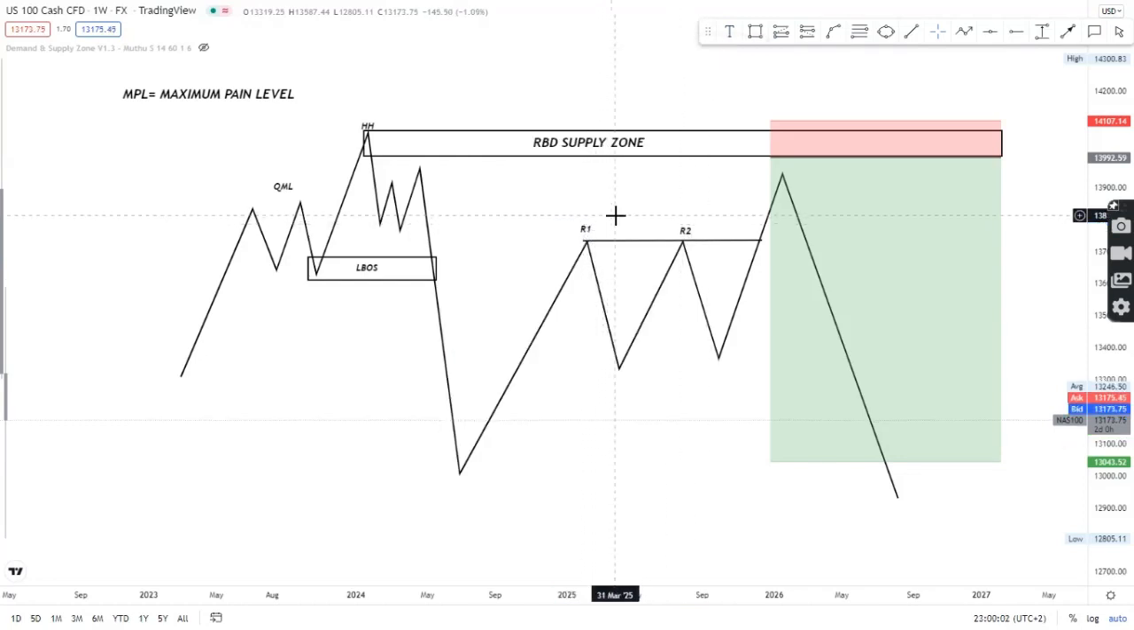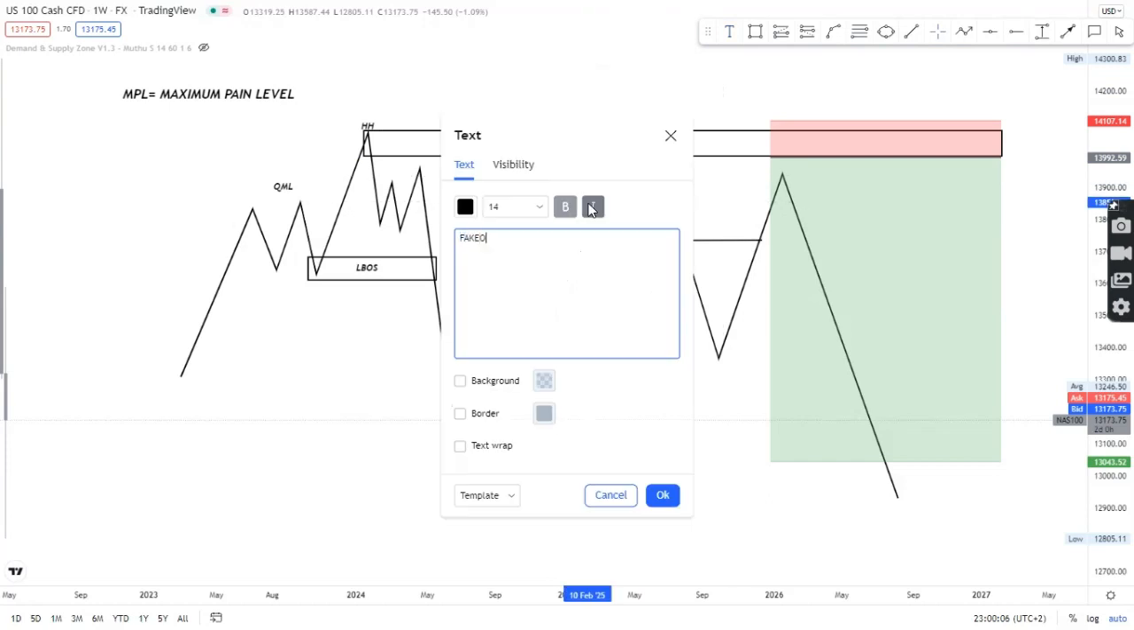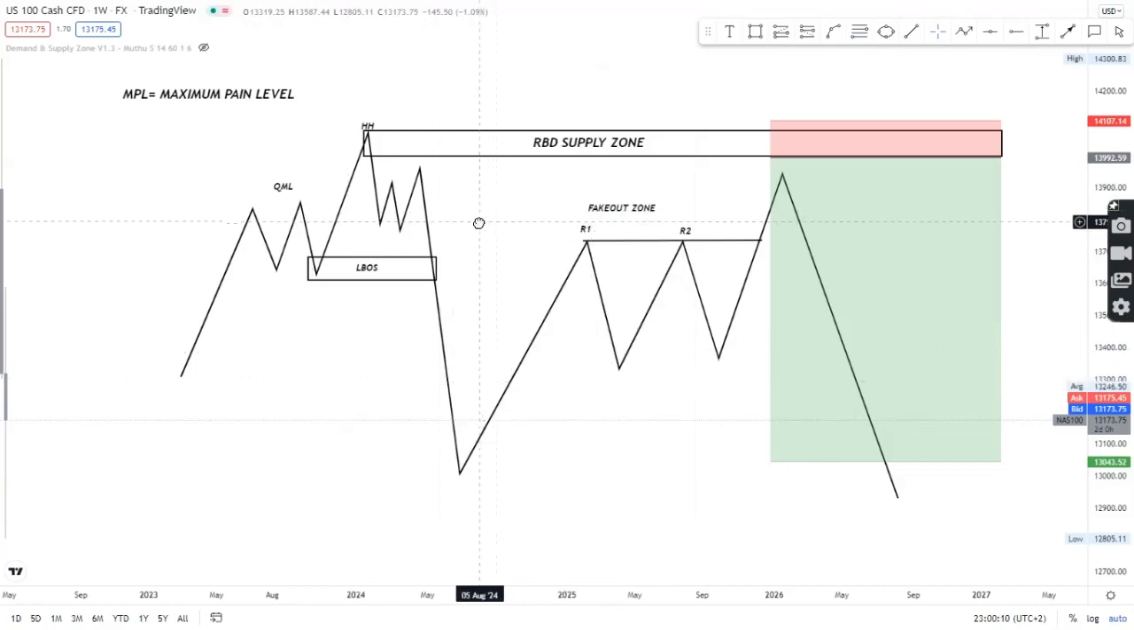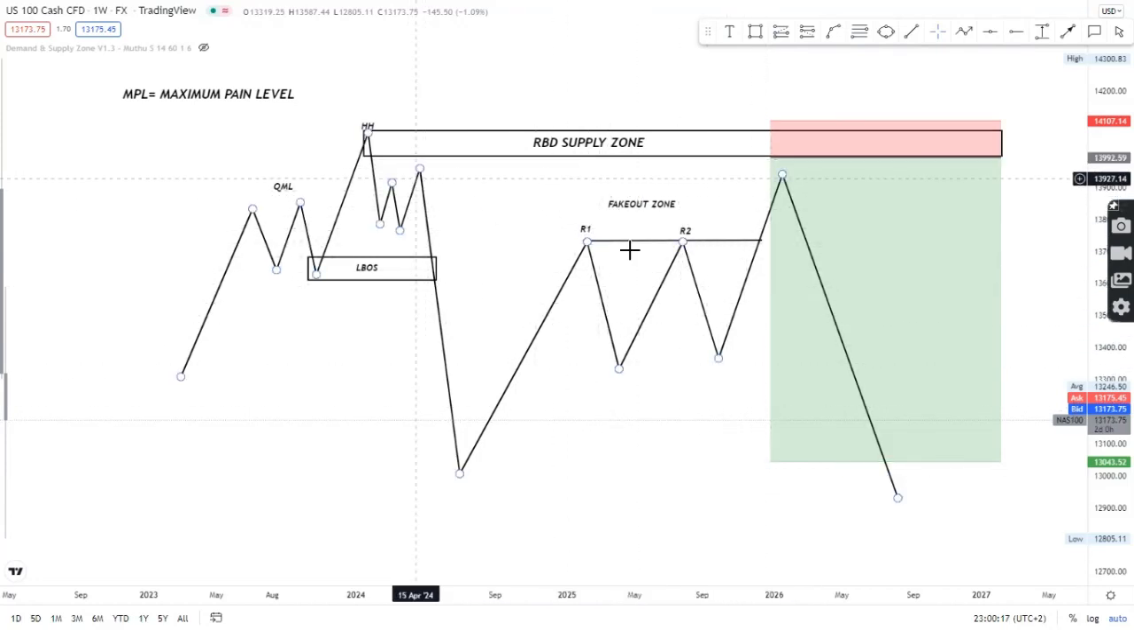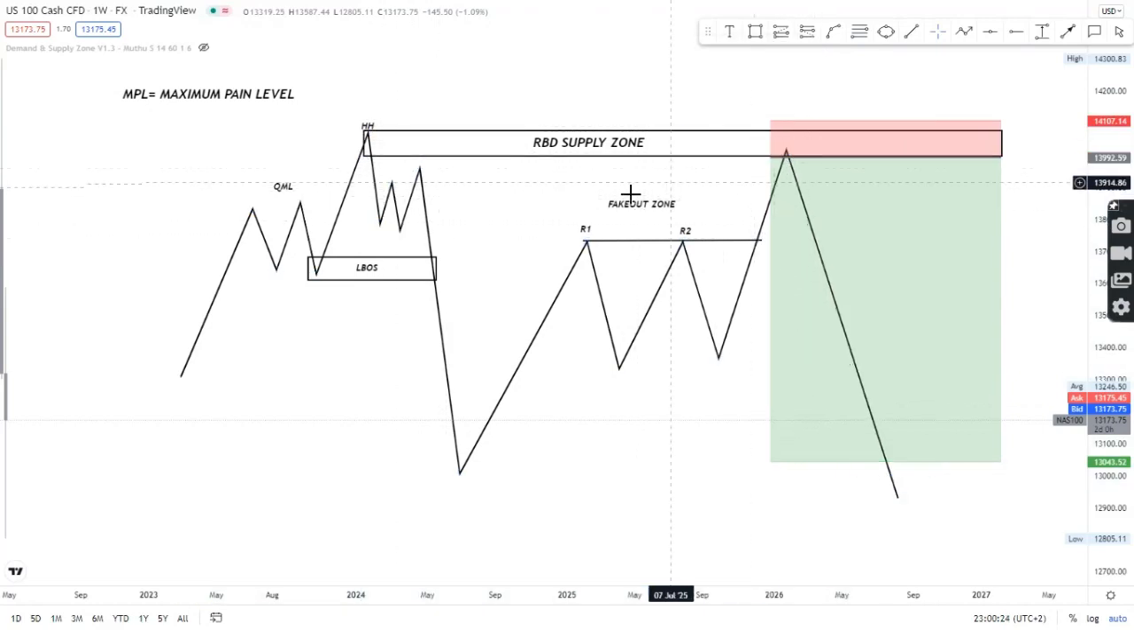Okay, and then this, other people call it the fake out zone. Others call it a liquidity zone. I prefer calling it a liquidity zone, because at this level we expect the liquidity which is lying around that level needs to be taken out. So we always want to make sure that price takes out this liquidity around this level. Once that has happened, then we wait for price to come to our level right there, either at MPL or at the higher high right there, and then we can see price dropping.